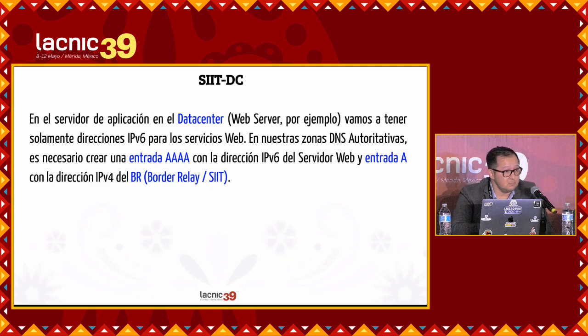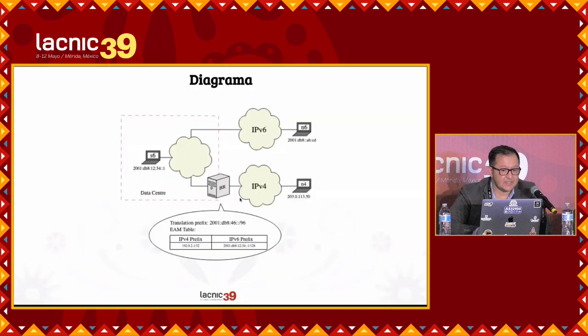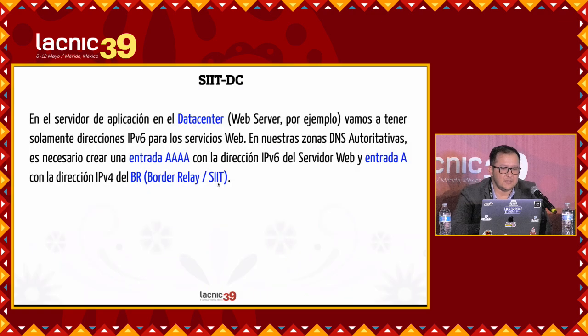An interesting curiosity for the BR, the border relay: for that IPv4 that we'll have here, we'll have a DNS entry in IPv4 only. If we execute the dig command, you are going to test it with your users, as soon as we execute the dig command on that domain address, we are going to see that we're just going to have an A response. However, the web server is running IPv6. And of course, for IPv6, we can also create a quad A entry.